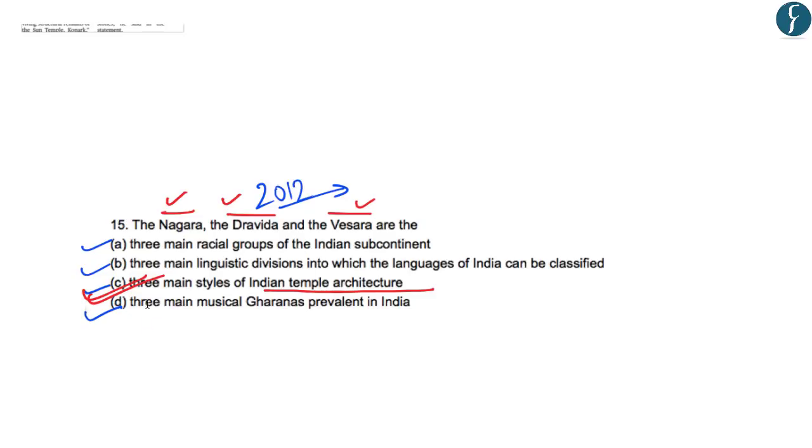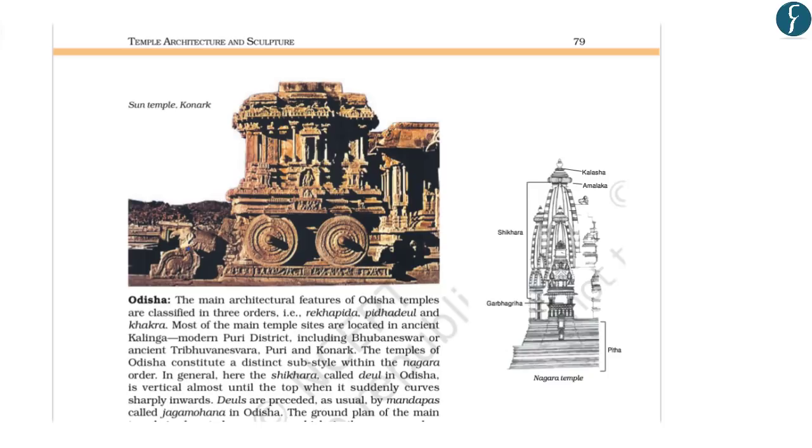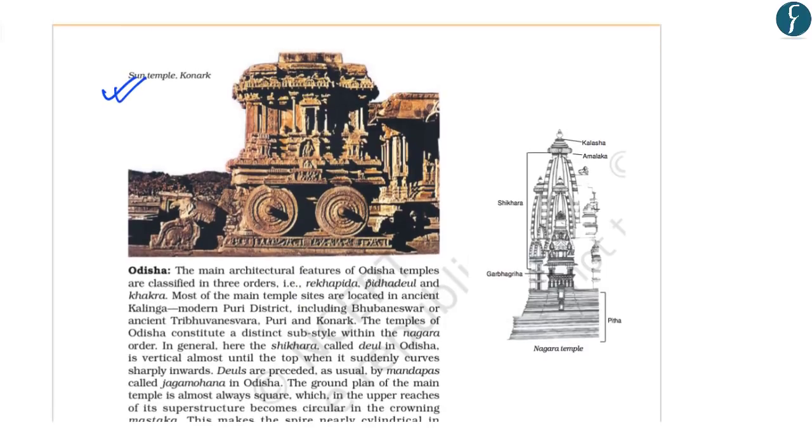So after answering this, let's go through class 11 NCERT Fine Arts, chapter 6, which talks about the Konark Sun Temple. Now the NCERT book of class 11 in its chapter 6 on Fine Arts mentions this Sun Temple at Konark. It says that the main architectural features of Orissa temples are classified in 3 orders, namely Rekhapida, Pidhadiul and Khakra.